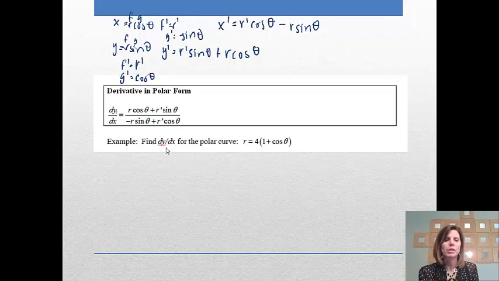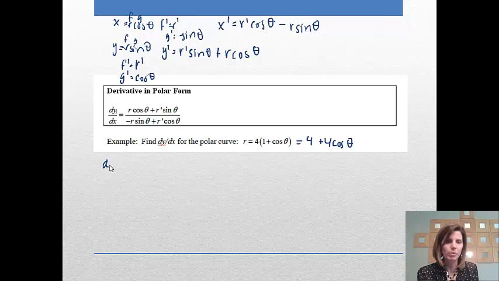All right, so we would like to find dy/dx for the polar curve r equals 4 times the quantity 1 plus cosine theta. One thing that I'm going to do here real quick is just distribute that out. So r actually equals 4 plus 4 cosine theta. I think we might find that easier to work with.